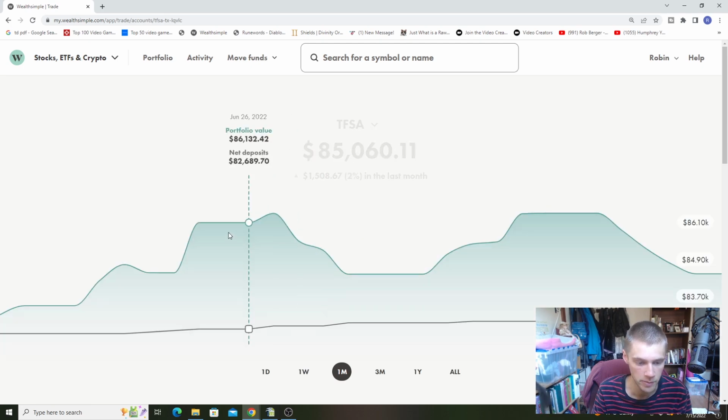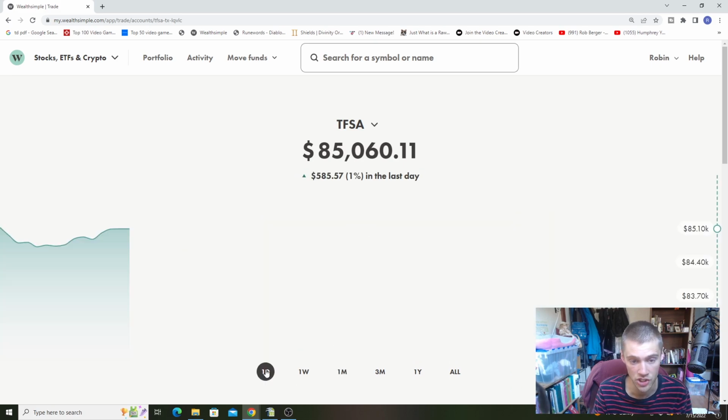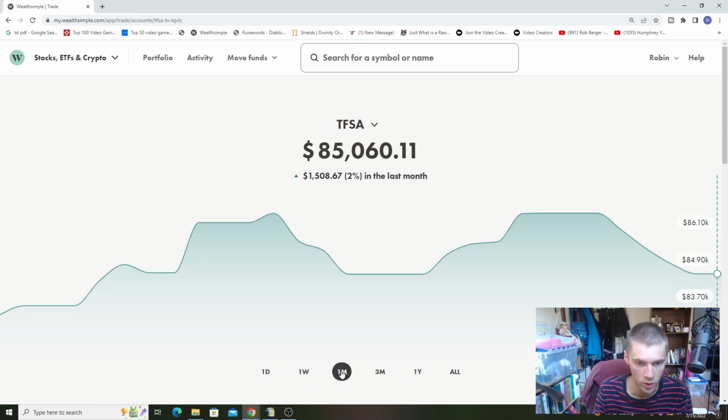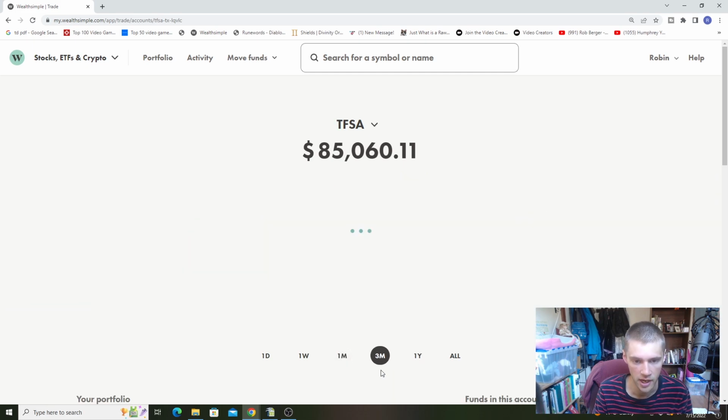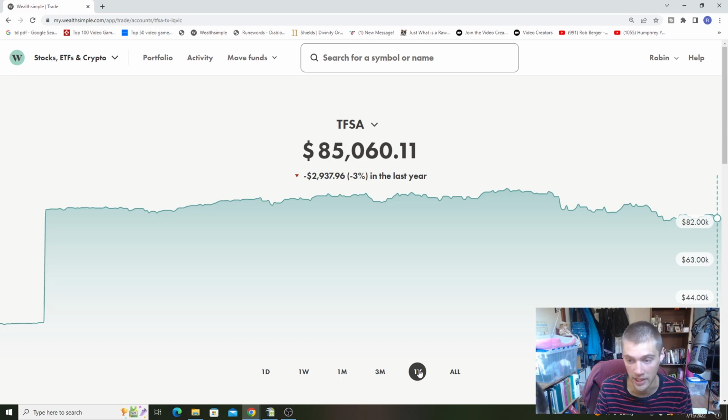$2,152. Now, if we take a peek at this, we can fine-tune it and look in a little more detail at how our stock has been moving over the past little while. So if we look at today, our return is up 1%. We've seen a bit of a bounce up. I think most of that's in American stocks. Over the past week, we are down negative 1%, so a bit of a dip there. Over the past month, we're up 2%. The past 3 months, we were down negative 10%. Our 1 year return is down negative 3%.